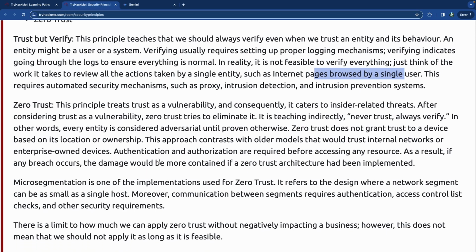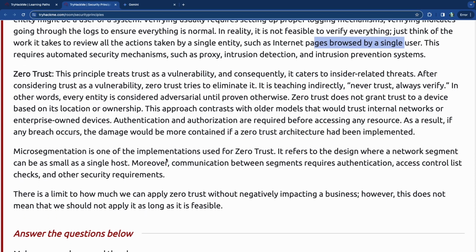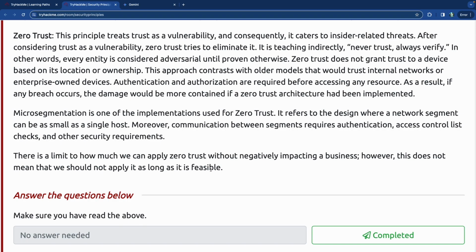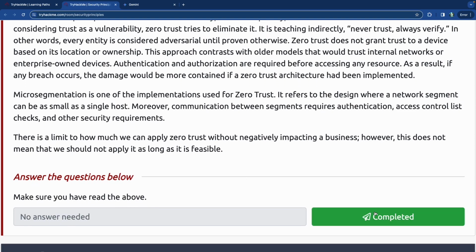As a result, if any breach occurs, the damage would be more contained if a zero trust architecture had been implemented. Microsegmentation is one of the implementations used for zero trust. It refers to the design where a network segment can be as small as a single host. Moreover, communication between segments requires authentication, access control list checks, and other security requirements. There's a limit to how much we can apply zero trust without negatively impacting a business. However, this does not mean that we should not apply it as long as it is feasible.